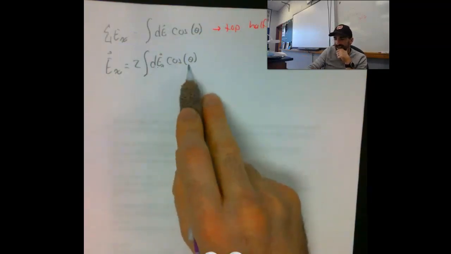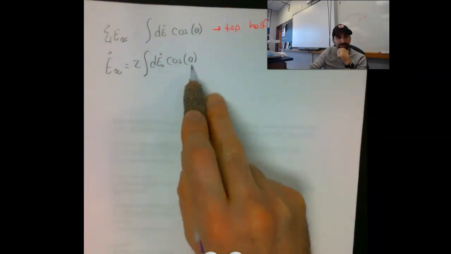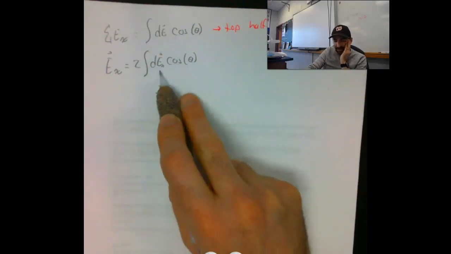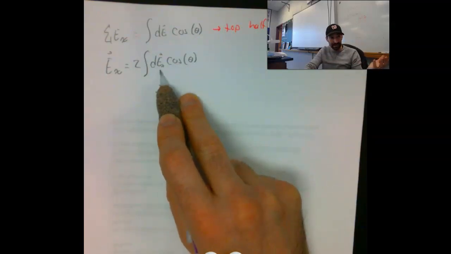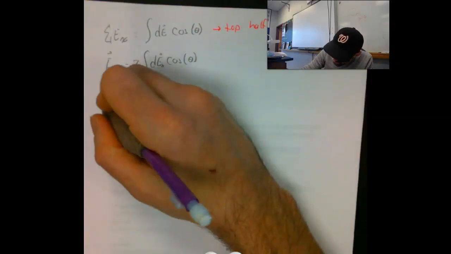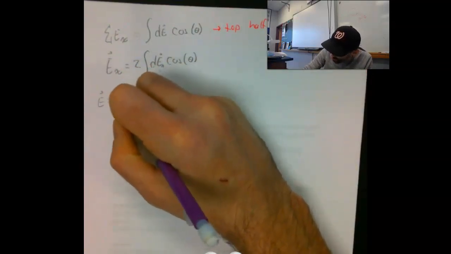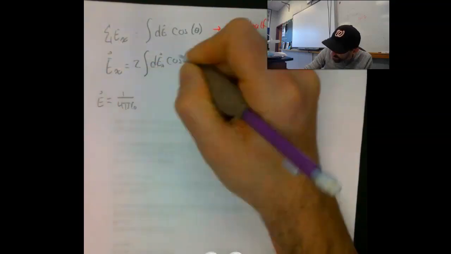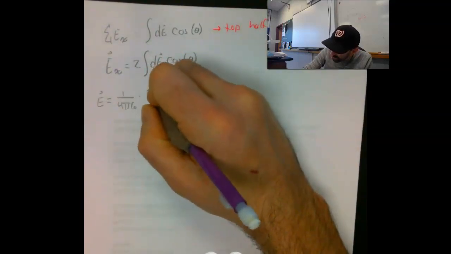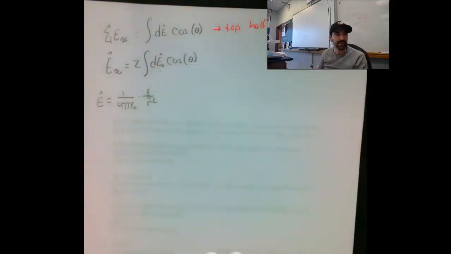Wait a second, I'm not done. dE and theta, those things don't match. I know dE changes with respect to theta, so I need to examine my very small electric field such that I can sum it up and get a very big electric field. All right. Well, let's recall. Electric field is equal to 1 over 4 pi epsilon naught times Q over R squared.